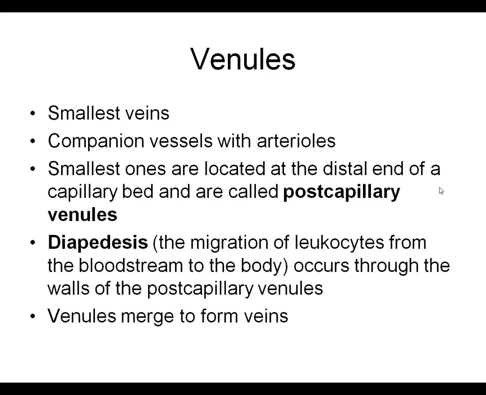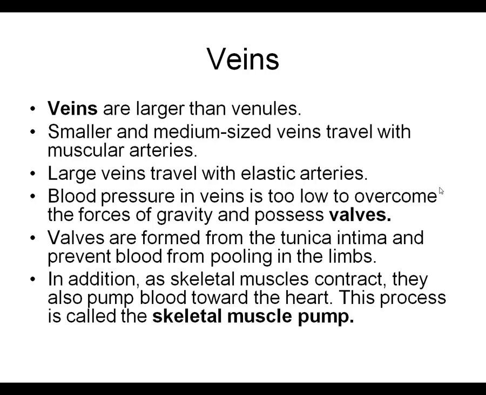So the venules, on the other hand, are the smallest of the veins, and that's the place where white blood cells, from the capillaries right before the venules, can migrate from the blood into the tissue. We call that diapedesis. You may have studied that in physiology. And veins, on the other hand, are much larger than the venules. We have small and medium size veins.